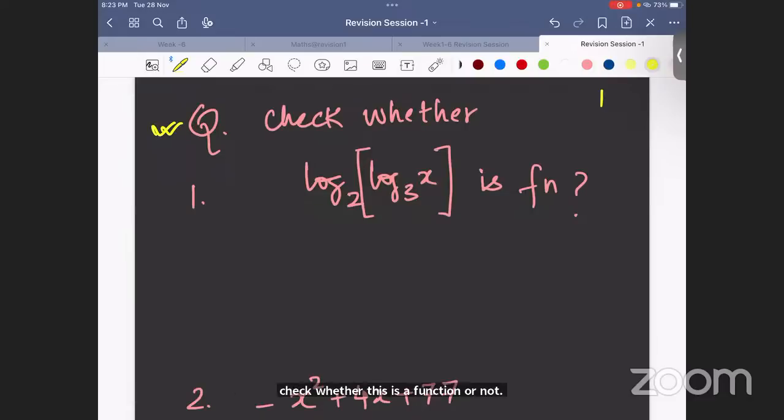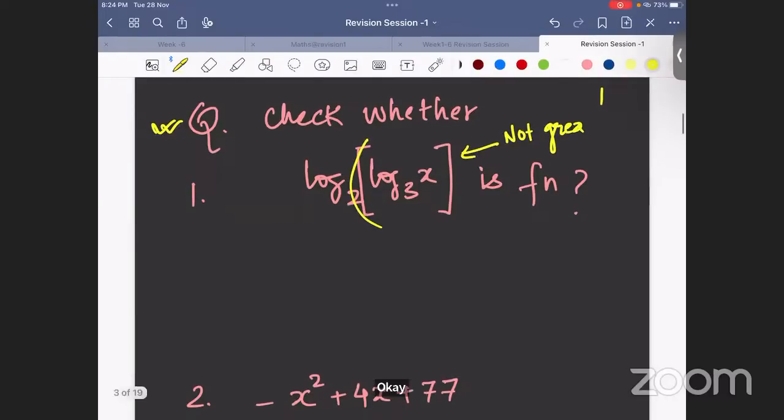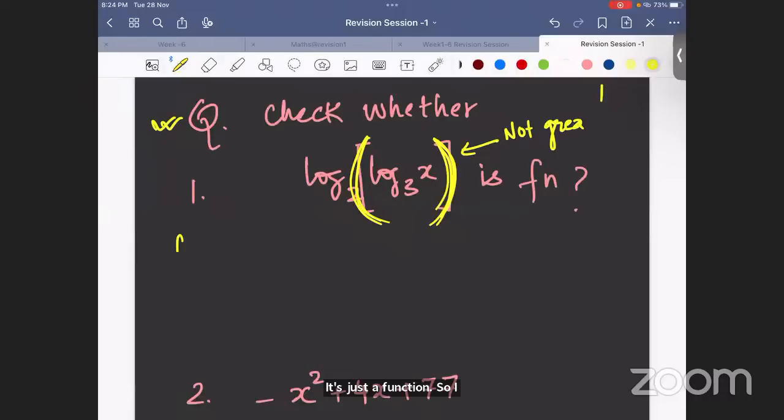You have to check whether this is a function or not. Can somebody tell me whether this is a function or not? Yes, sir, this is a function. How did you say that? First we have to check log 3x. Log 3x is a function. It's not a greatest integer; I mistakenly wrote it like this. This is the composition f of g. We have to check log 3x, its domain, and plot the graph if possible. Sir, we can directly tell it by the composition, right? Log 3x is a function and log base 2 is also a function, so the composition will also be a function. Yes, whatever you have said is absolutely right. So this is a function.